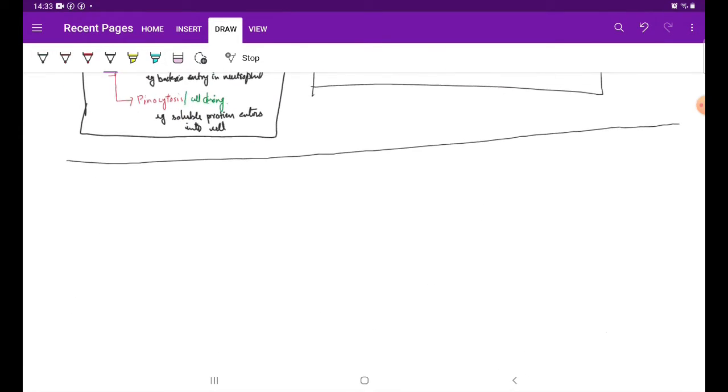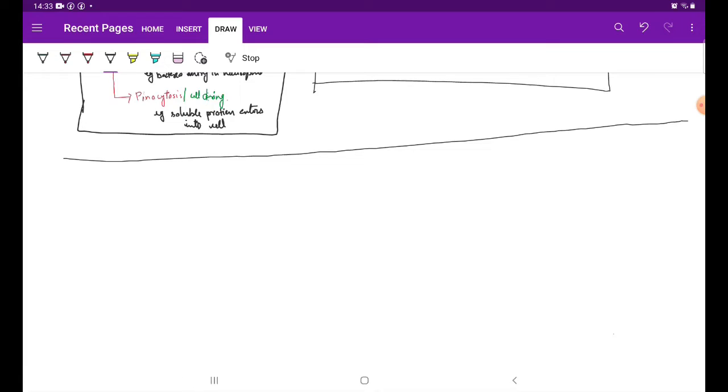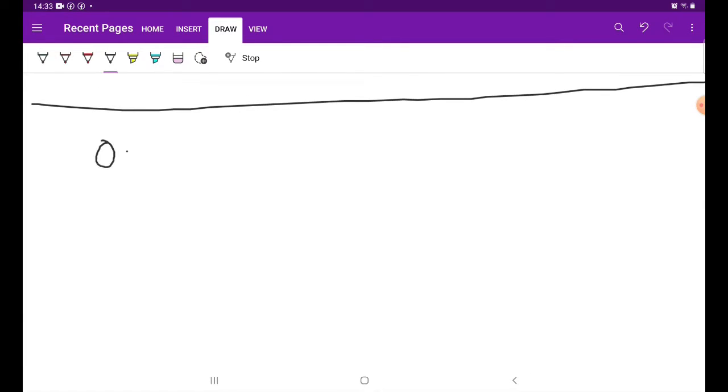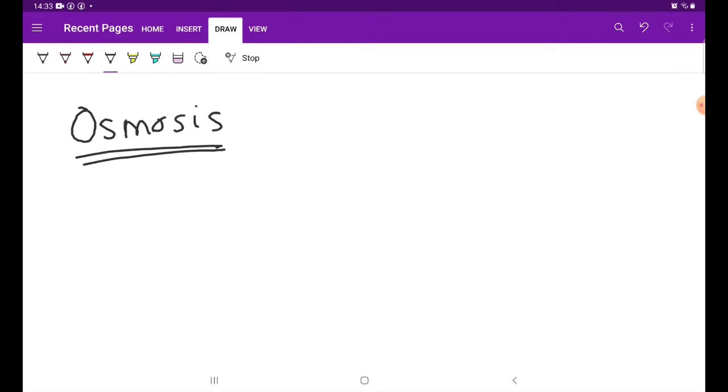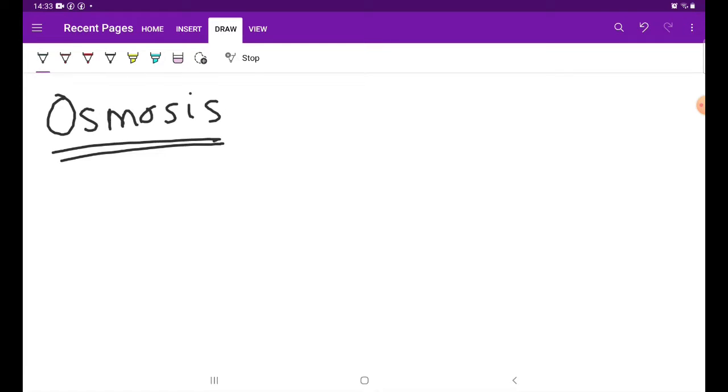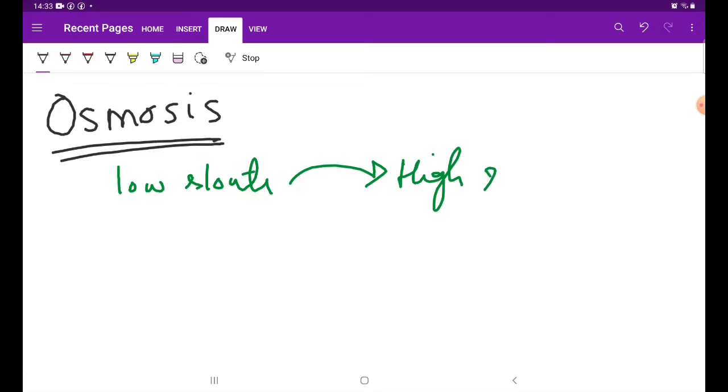Now we talk about through the membrane. Okay, so the first thing which we will talk about through the membrane is osmosis. So basically, what is osmosis? Water moves from low solute concentration to high solute concentration. Water moves.